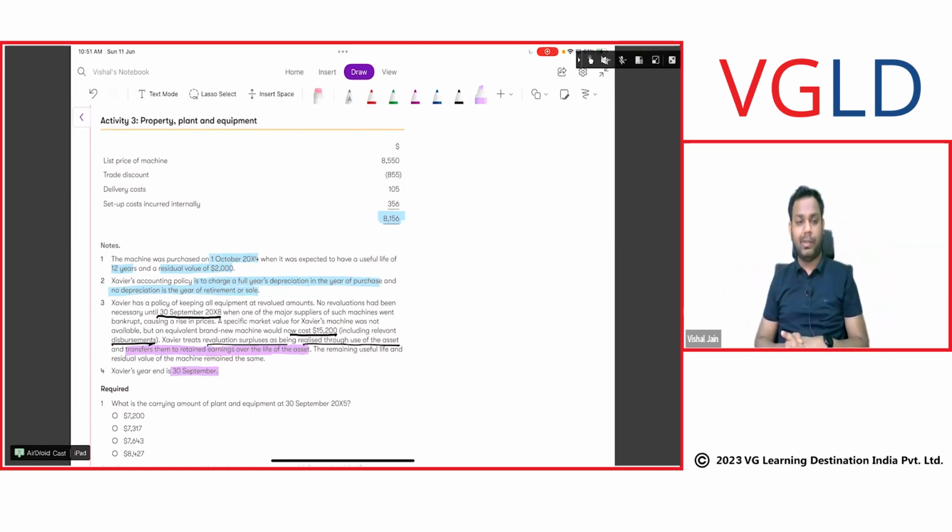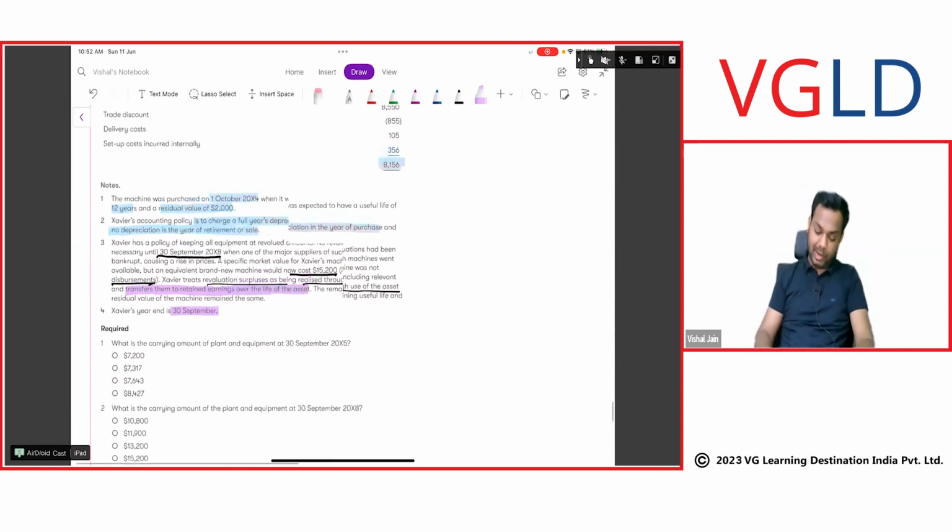I have already received one answer, don't know whether it's correct or wrong. The second answer is also the same. Any other answers? See, 7643. Four answers and all of them are the same, six answers and all of them are the same. So it appears to be correct. Okay, fine, so now let's calculate.